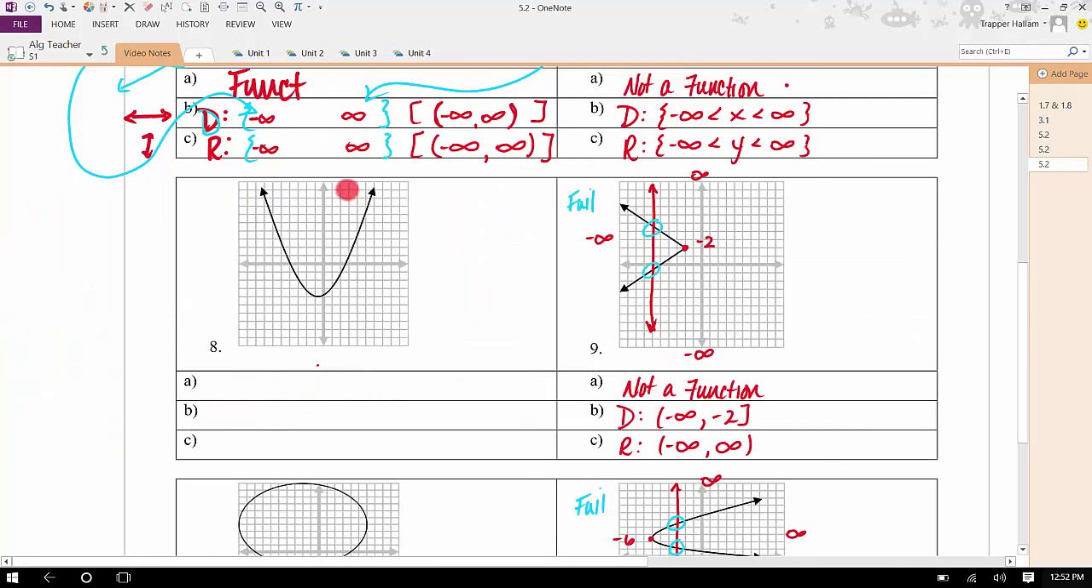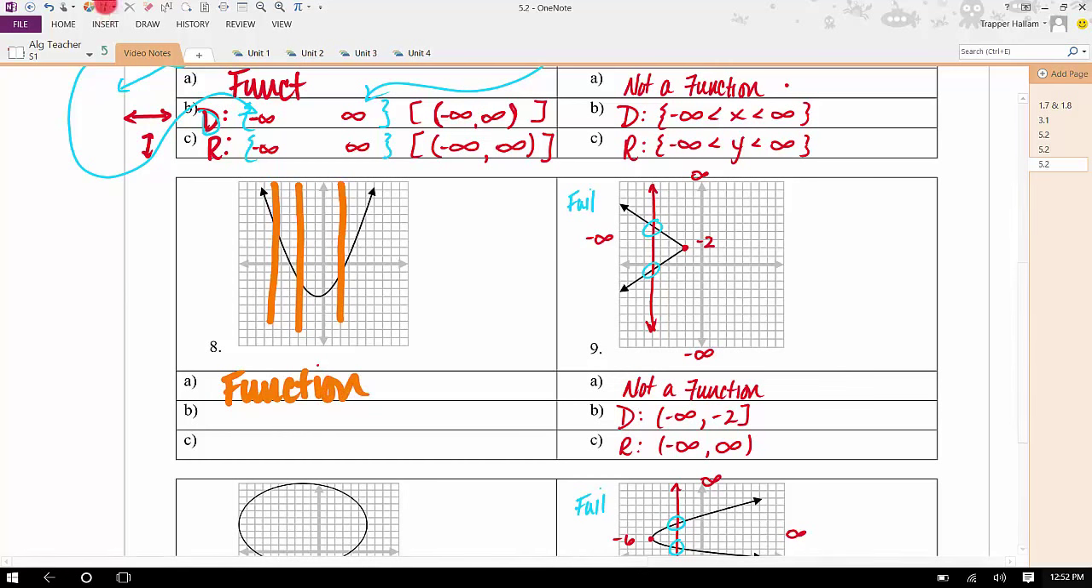All right, so we're going to take a look at number 8. I'm going to draw a vertical line here, pass. Anywhere I draw a vertical line, I can draw as many as I want. My goal is to try to make it fail, and I could not draw one on that graph and make it fail. So it does pass, so it is a function.